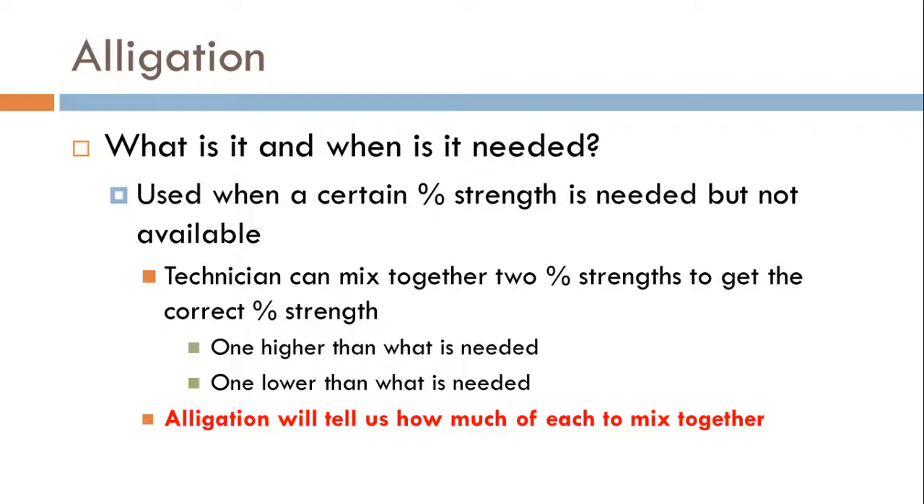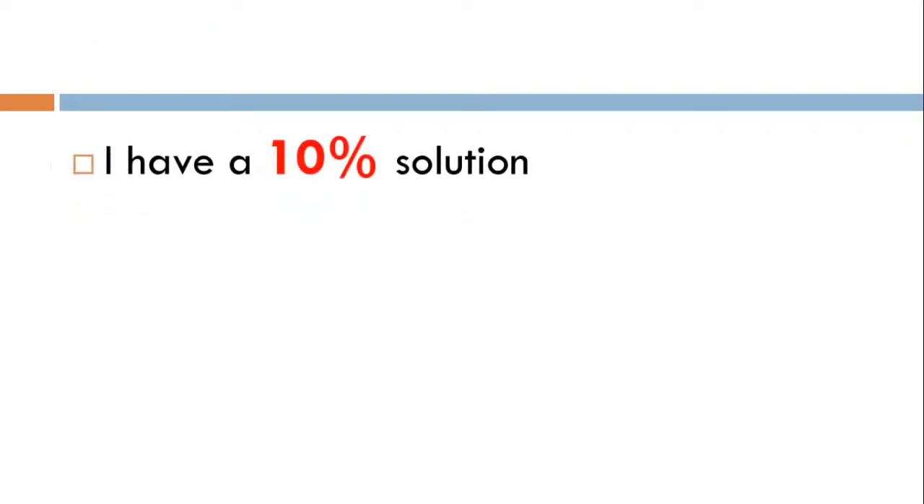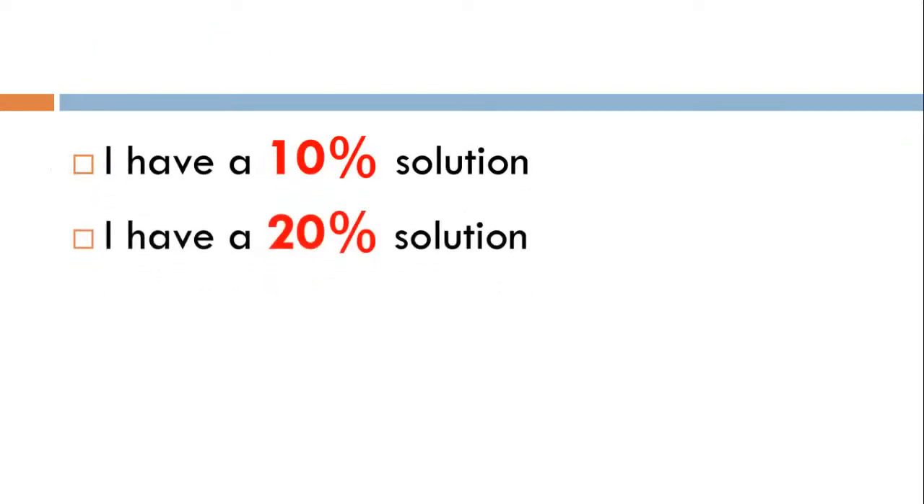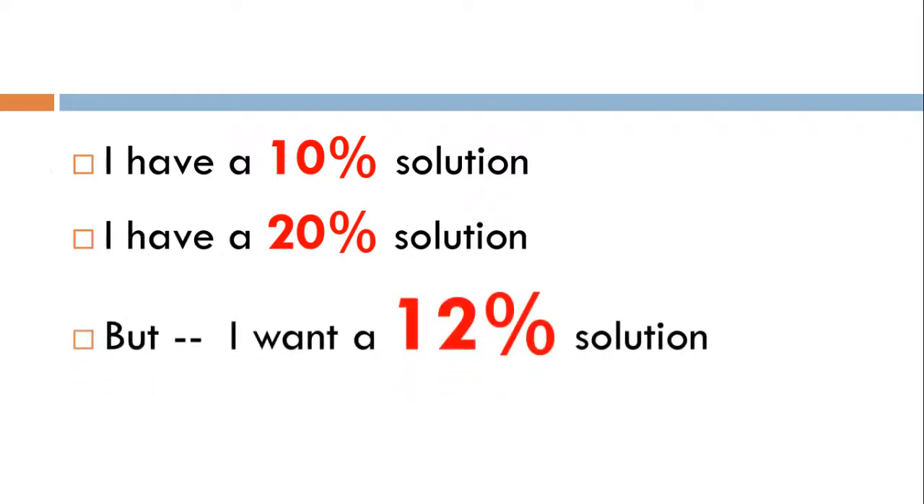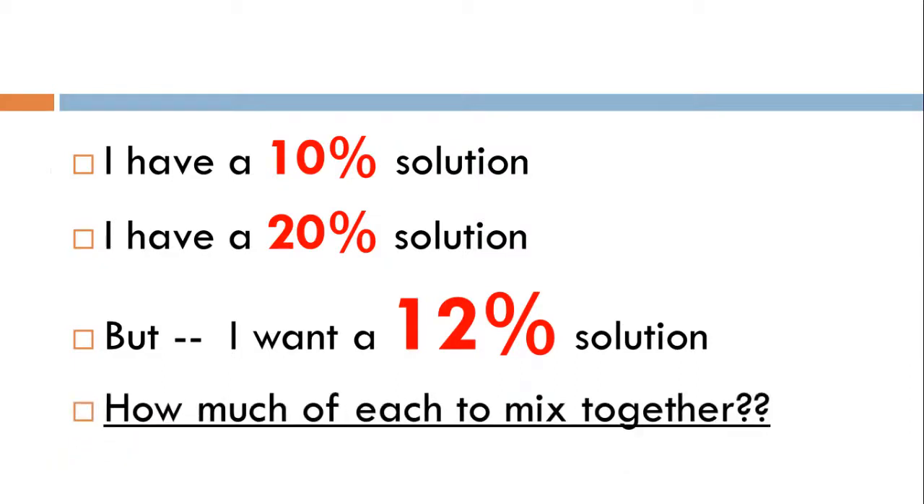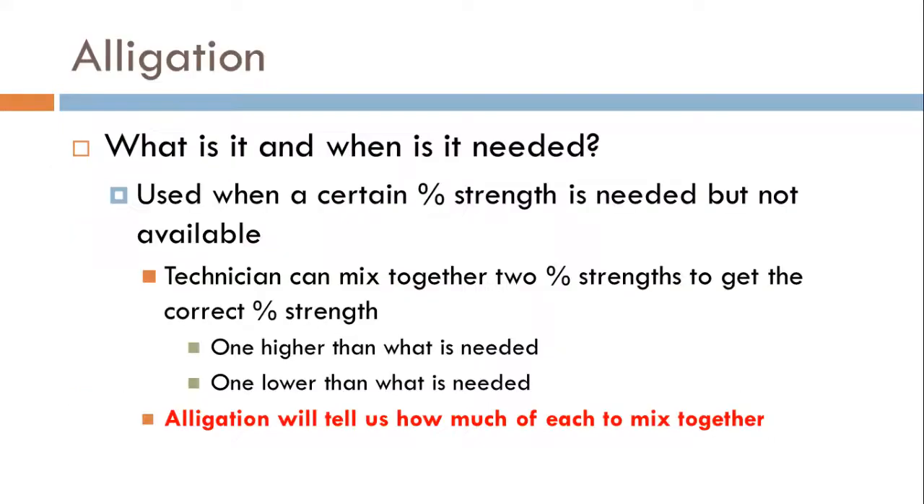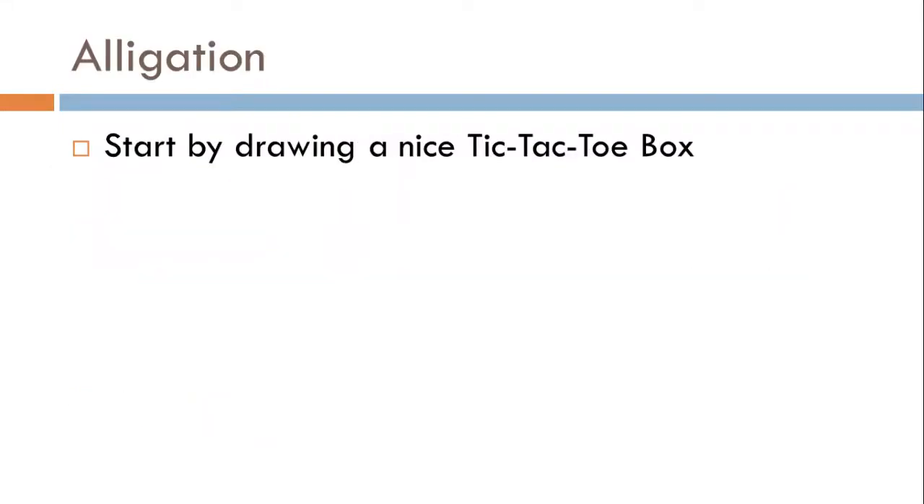So let me just think off the top of my head. Let's say I have a 10% solution and a 20% solution, and the doctor calls for a 12% solution. So how much of that 10% solution and how much of that 20% solution am I going to use to be able to get to that 12%? Let's see how we're going to set this up first of all.